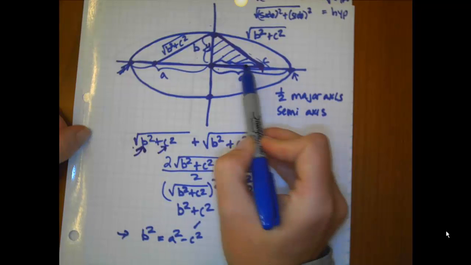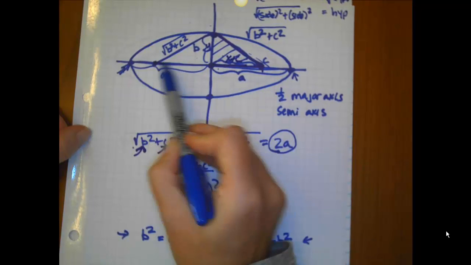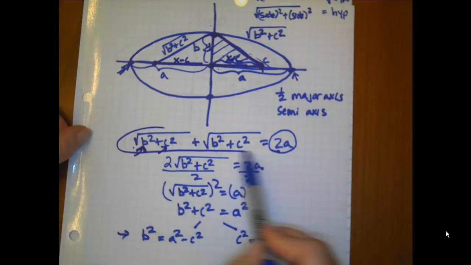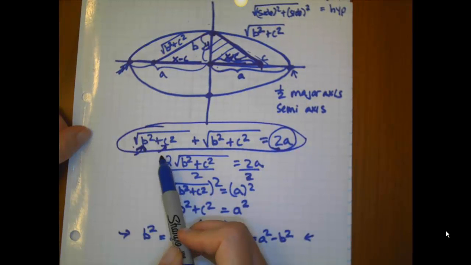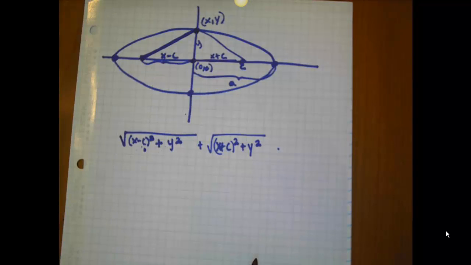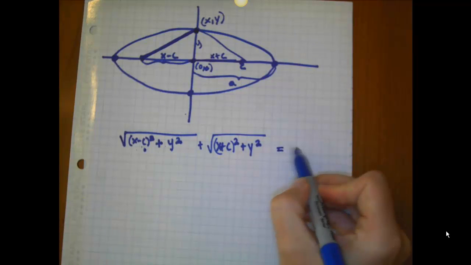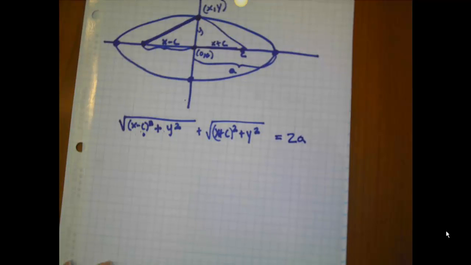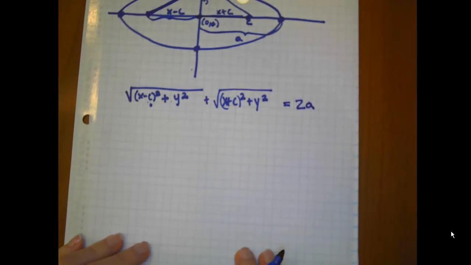Where this distance is x plus c and this distance is x minus c. So that's all I did. I'm just rewriting this step that we did earlier in terms of x's and y's so that we can derive our equation of an ellipse. Okay, so this is going to equal 2a. All right, are you ready? Because this is probably going to take even more paper, so follow along.